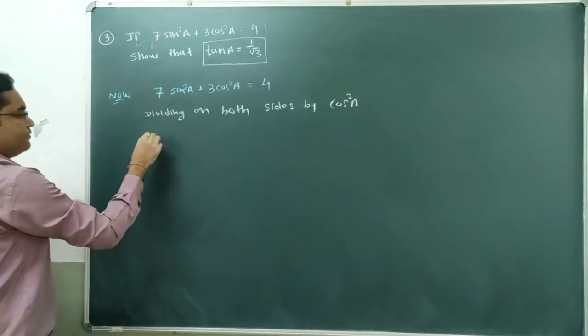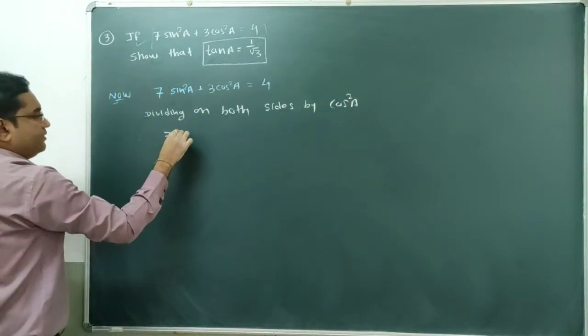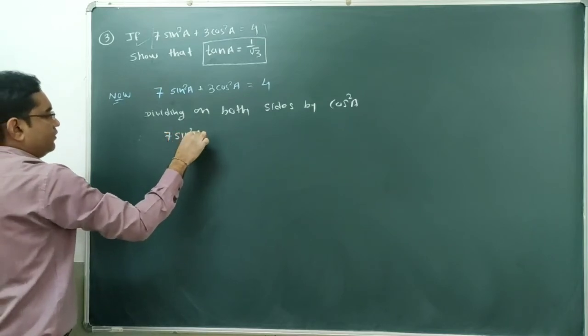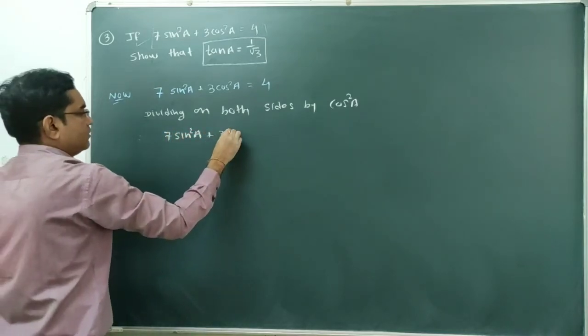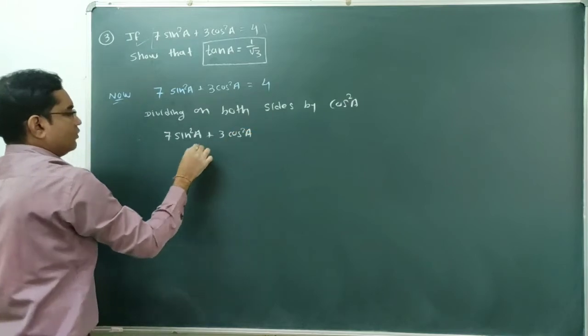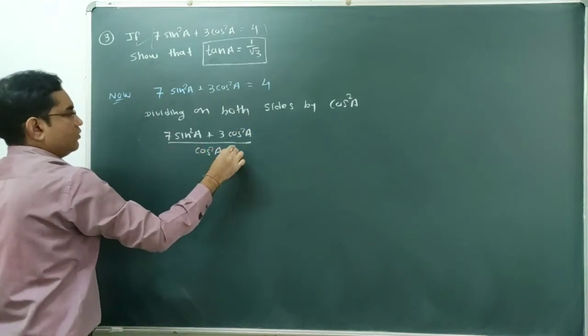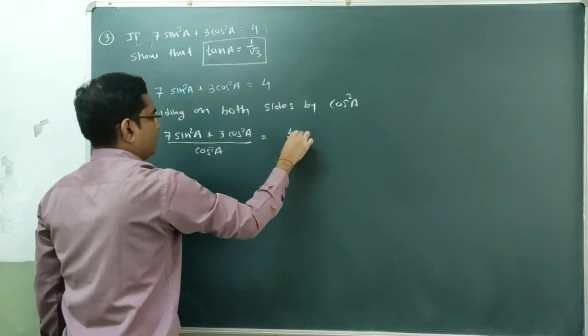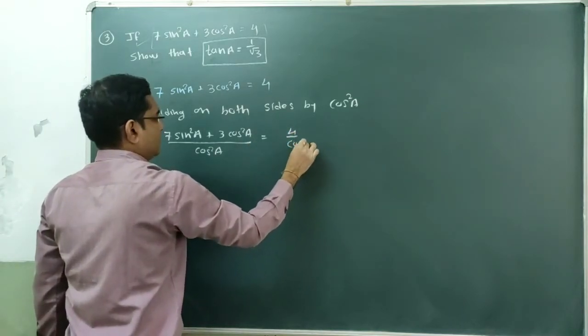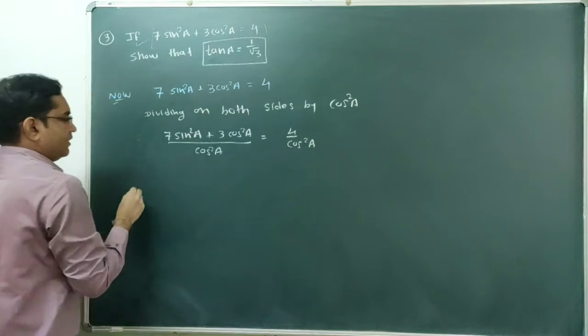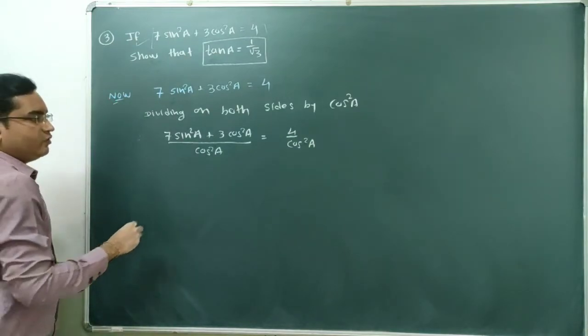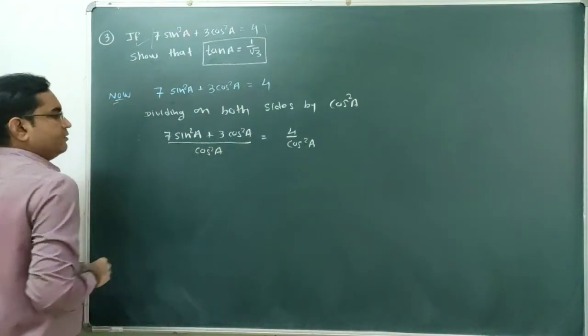so what are we getting? So it's 7 sin square a plus 3 cos square a divided by cos square a equal to 4 upon cos square a, that is on division of both sides by cos square a.